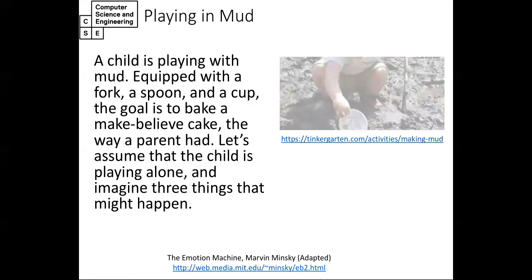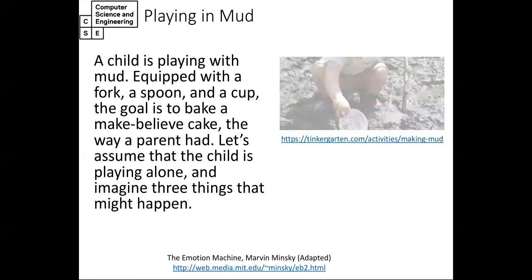So we have this example of a child playing in mud. The next couple of slides I'm going to show you are a good example. It's important to pay attention to get anything meaningful out of the next 20 minutes of this talk. I just want you to pay attention to this child that is playing in mud.